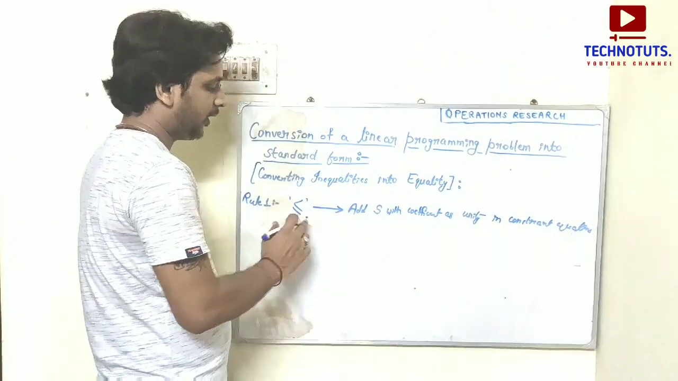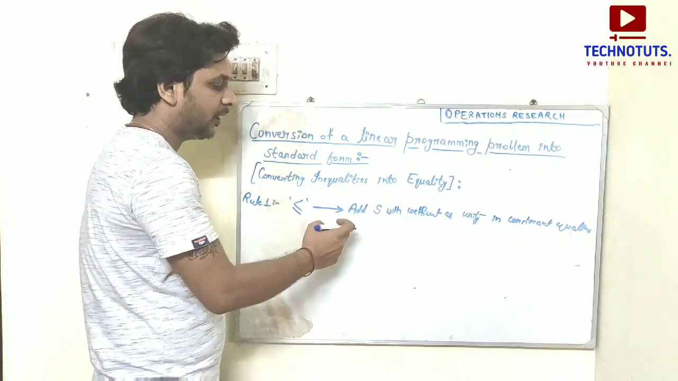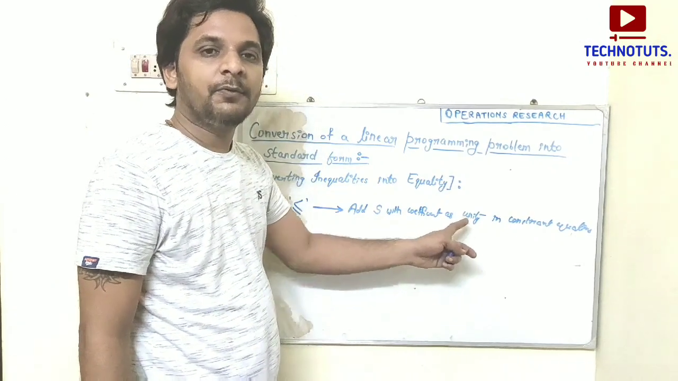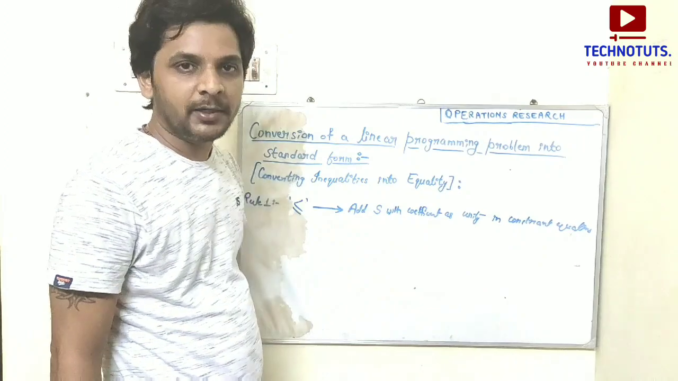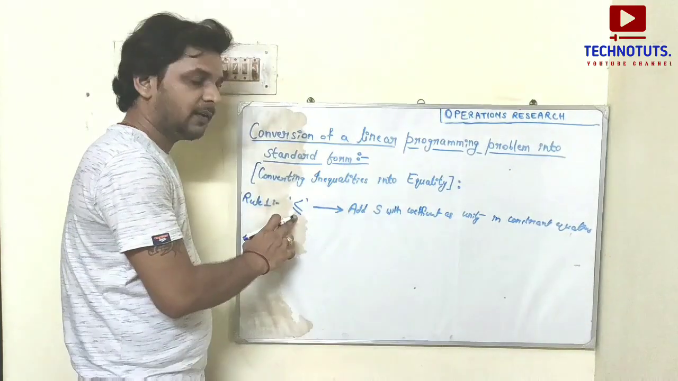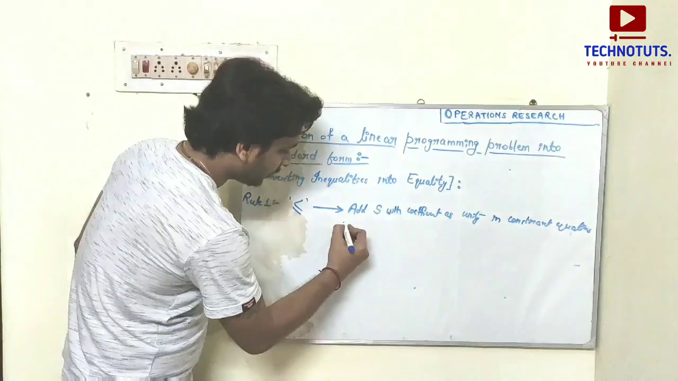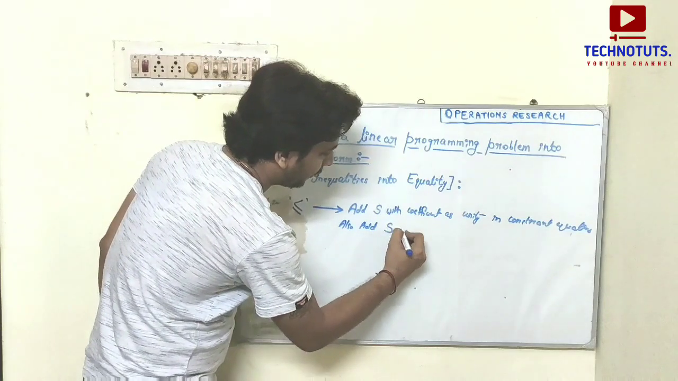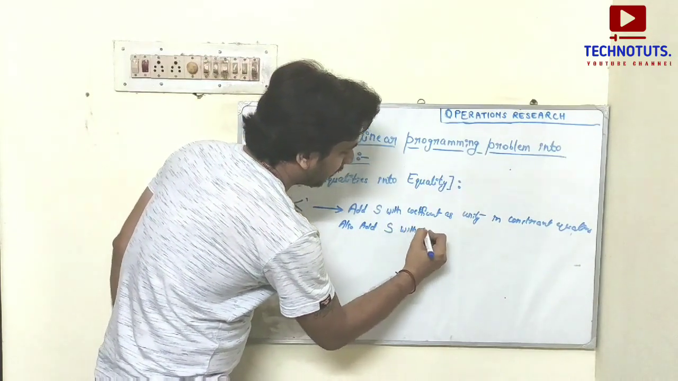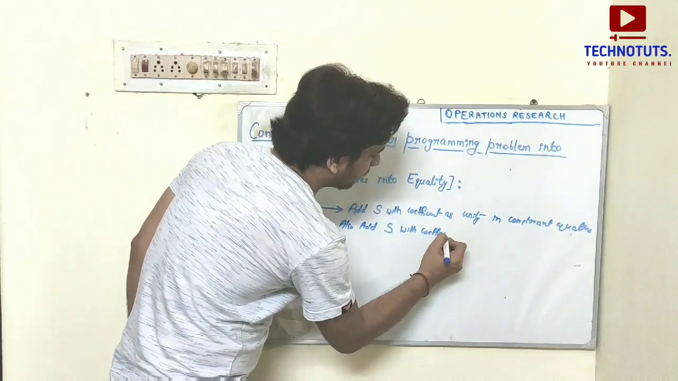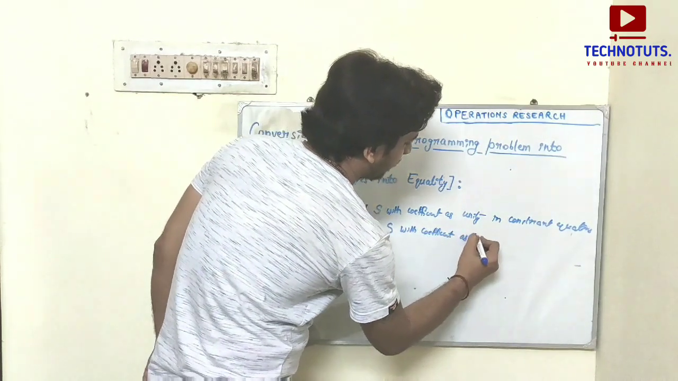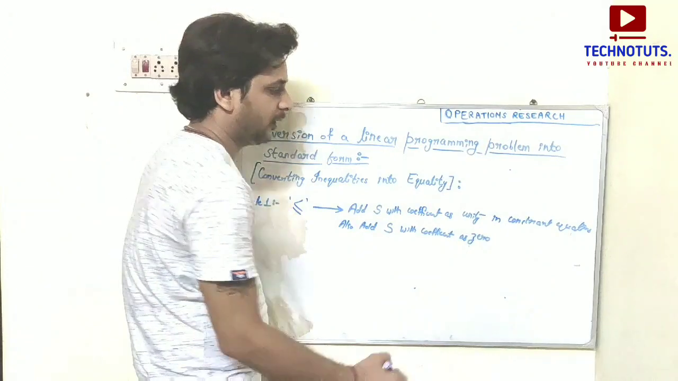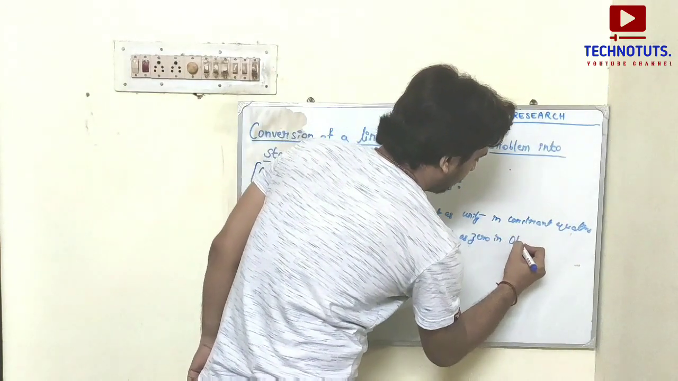So the rule says that whenever the less than or equal to sign appears in the constraint equation, add the slack variable s with coefficient unity in that particular constraint equation wherever the less than or equal to sign appears, and also add the slack variable s with its coefficient as 0 in the objective function.